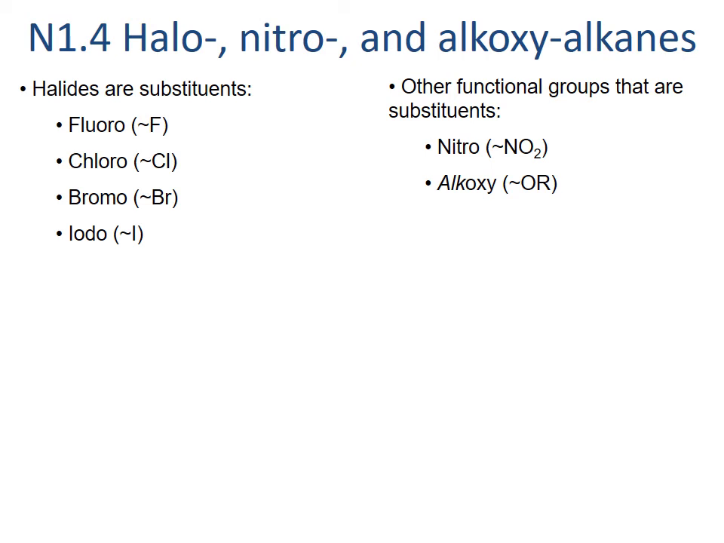Under systematic IUPAC rules, halides are always listed as substituents. To indicate this, the end of the halide is switched so that it ends in O instead of INE. So fluorine becomes fluoro, chlorine becomes chloro, bromine becomes bromo, and iodine becomes iodo. Nitro groups, NO2 groups, are also always listed as substituents, as well as ethers. Ethers are named in the form alkoxy.